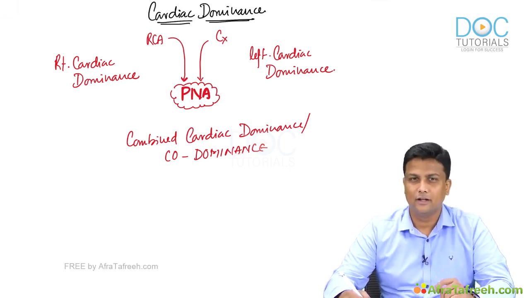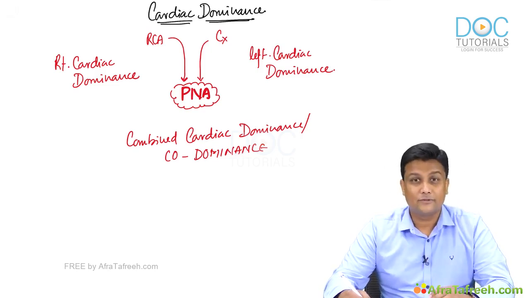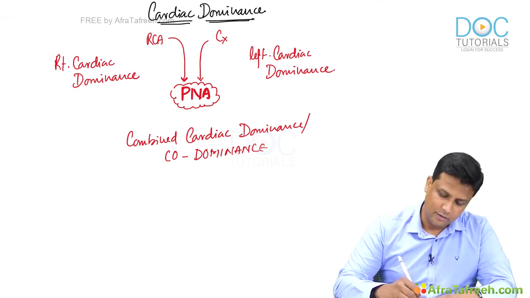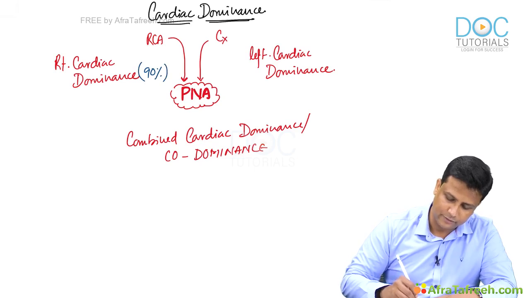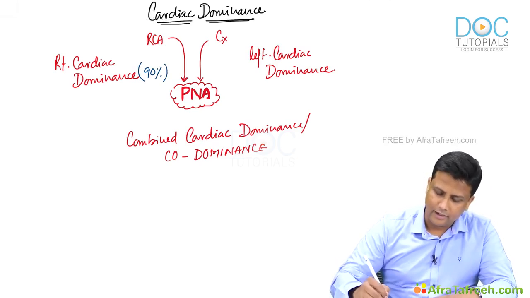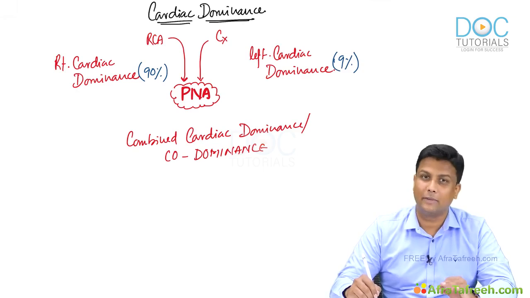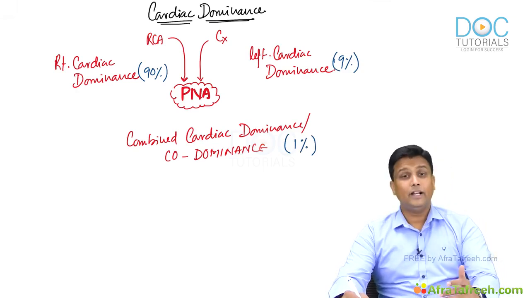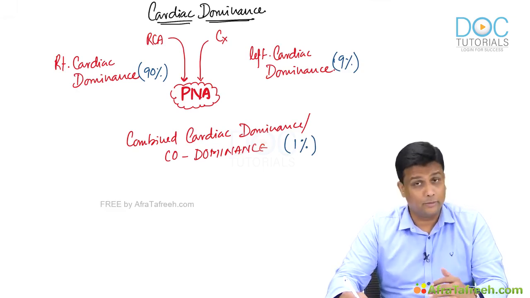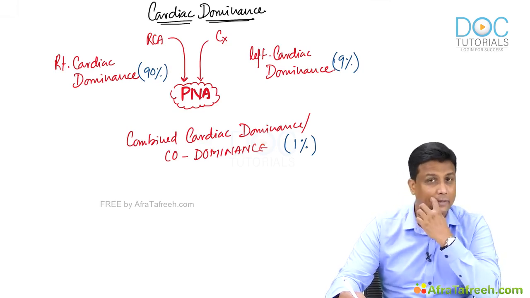Now that's a simple concept, okay? Three types of cardiac dominance. Now what are the questions which are possible here? Out of these three types, which is the most common? Remember, in 90% of the people it is right cardiac dominance. So that is the most common one. In hardly 9% of the people, it will be left cardiac dominance. And the very rare one will be the combined cardiac dominance, hardly in 1% of the population. So 90% is right cardiac dominance, the most common one, then 9% left cardiac dominance, and in 1% of the people, combined cardiac dominance.